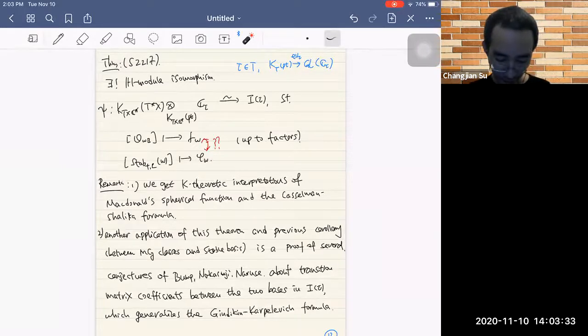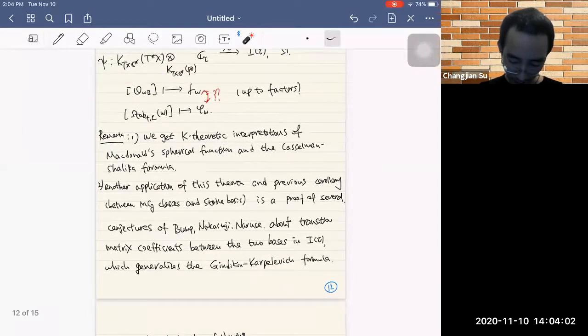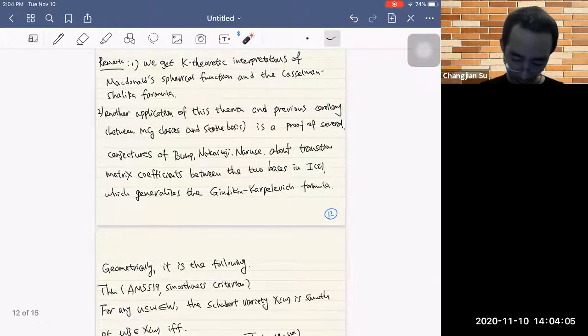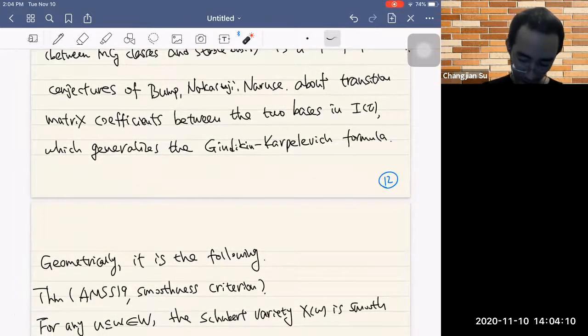But first of all, the transition matrix here corresponds to the transition matrix on the K-theory side, between the fixed point basis and the stable basis. This matrix is given by the localization of the stable basis. So we get a geometric interpretation for these matrix coefficients. I'm not going to write down their conjecture, but I'm going to write down the corresponding geometric statement.